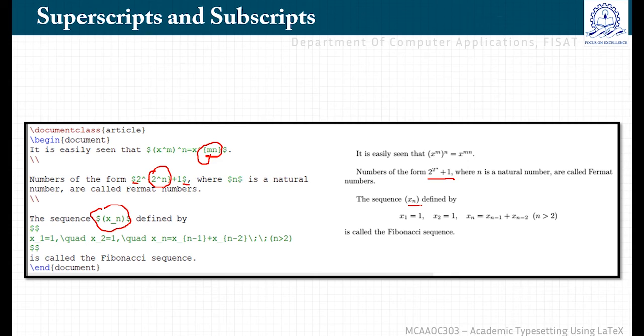The subscripts are produced by the underscore character. Here the backslash quad command is used to generate space between different statements. In mathematics mode, it produces a thick space. So x underscore 2 is equal to 1, which means x2 is equal to 1, and x underscore n is equal to x underscore n minus 1. Here, like the previous example, I am grouping n minus 1 as a single unit. Because of that, I get x subscript n minus 1. So here n minus 1 is displayed as a subscript. It is called the Fibonacci sequence.